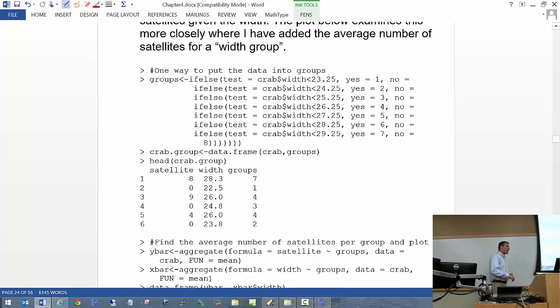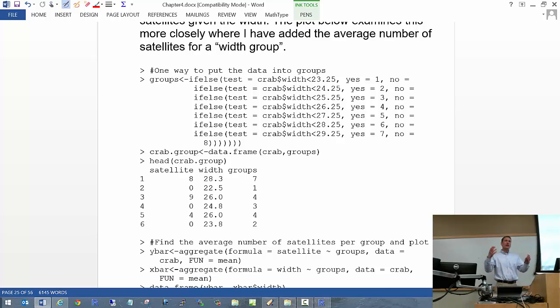The first thing I need to do is group the data. I'm going to find 8 different groups of my data based upon the width. Group 1 is going to be widths less than 23.25. Group 2 is going to be greater than or equal to 23.25 but less than 24.25. And then I keep on going in that manner. Why did I choose those? That's because that's what Agresti chose. Could you choose other ones? Yes. We'll talk about that shortly.